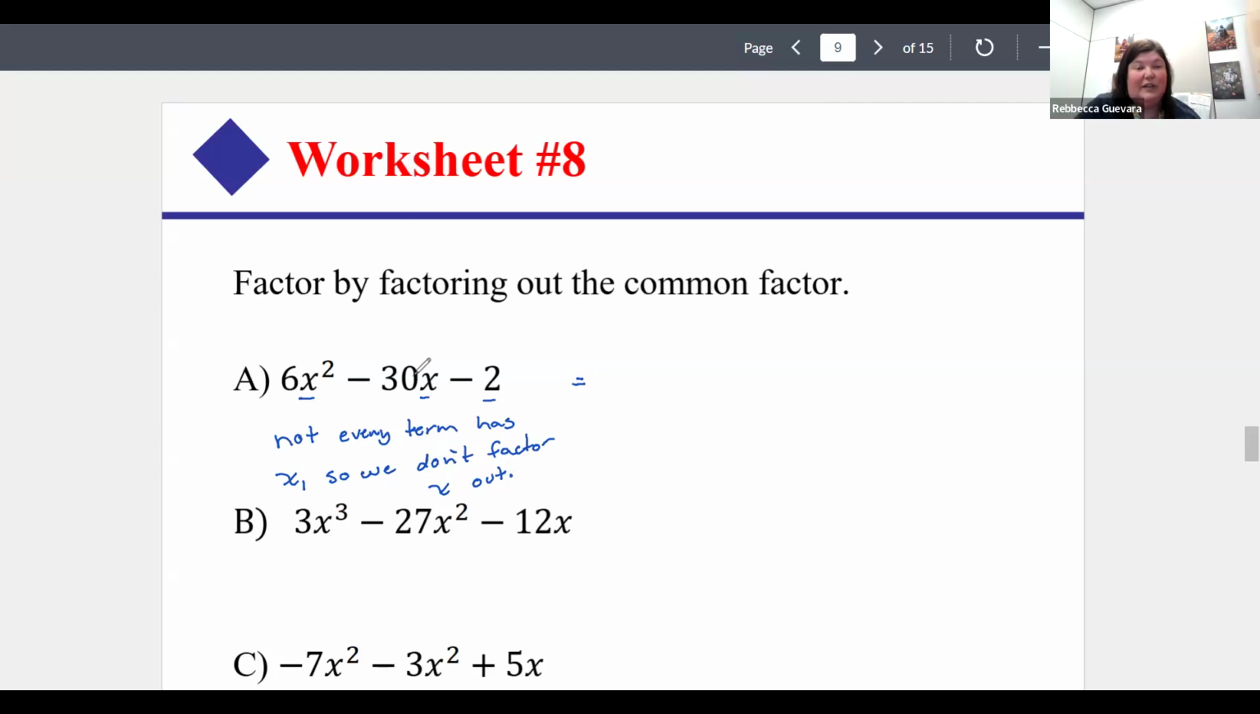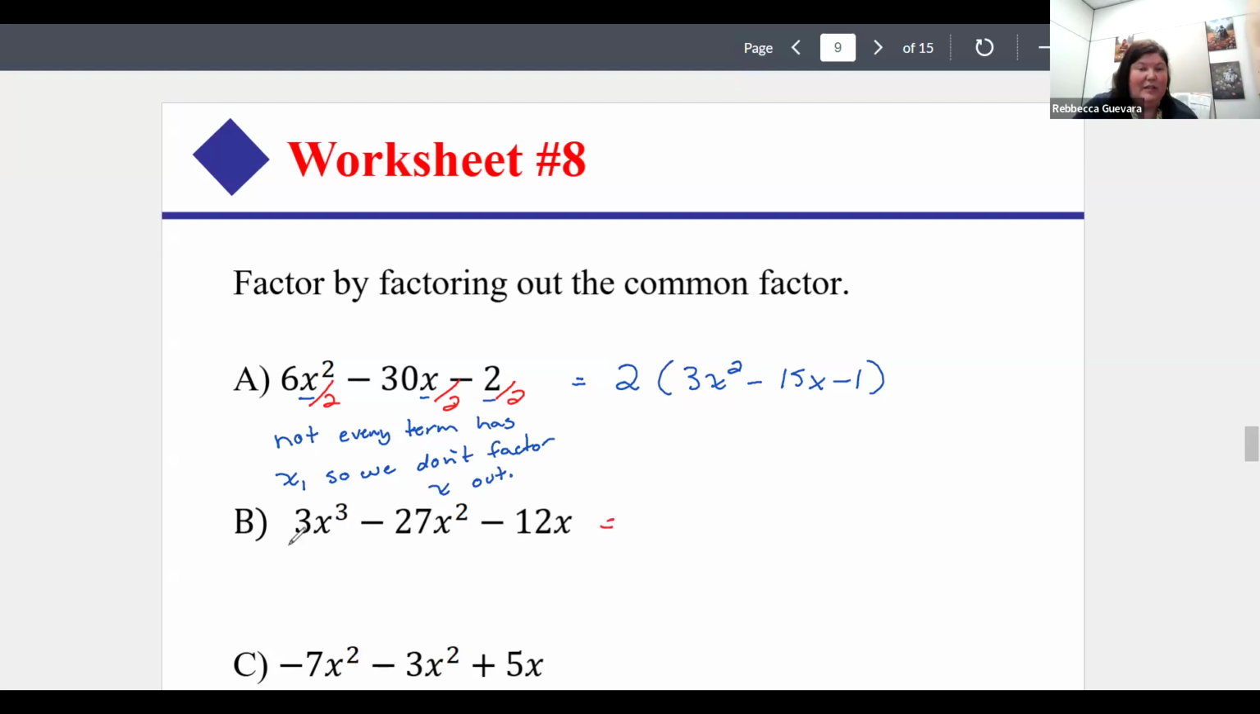In this case, everything is at least divisible by 2, so I'm going to try factoring out a 2. If I divide all of these by 2, I'm left with 3x squared minus 15x minus 1. There is a possibility this could be factored further. I don't think so, but as far as we know, this is the best we can do. This is completely factored for us. Next week we'll see that maybe I can factor that a little further.